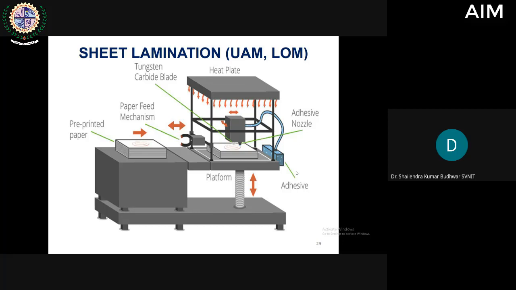Laminated object manufacturing is mainly used for paper or cardboard sheets, for making aesthetic or visual models. But it is not suitable for structural use because the strength is not so good. Here we use some type of adhesive. Instead of ultrasonic welding, we use adhesives.